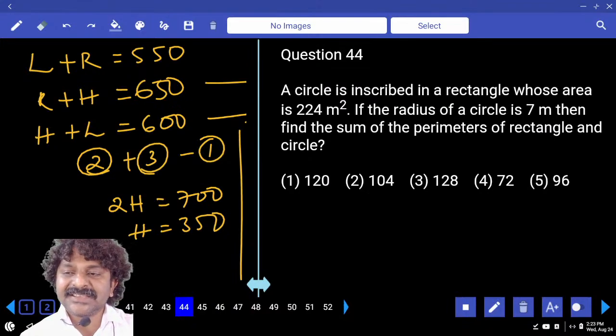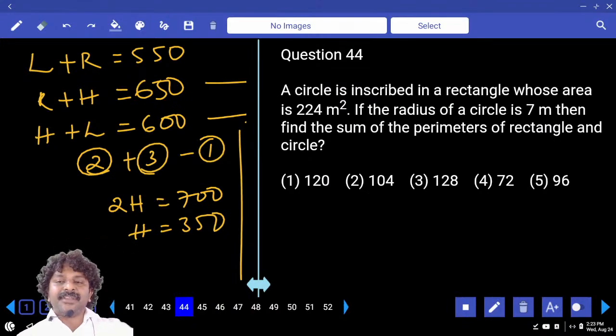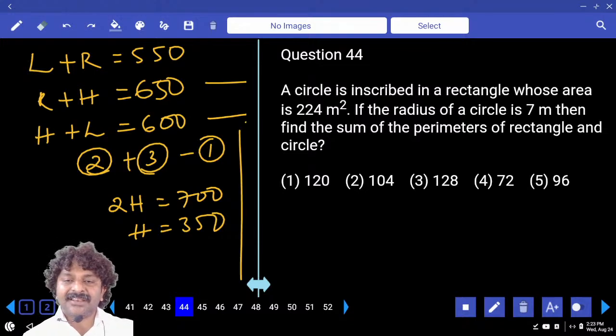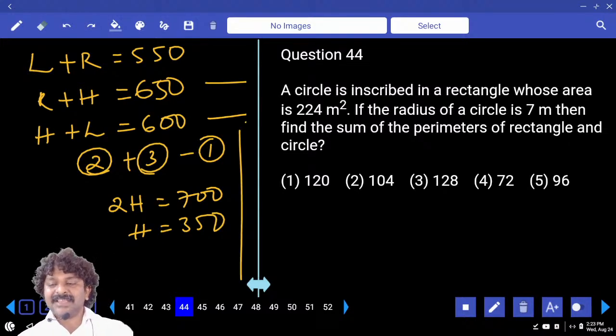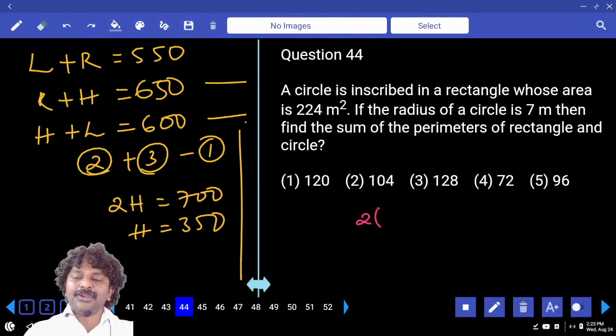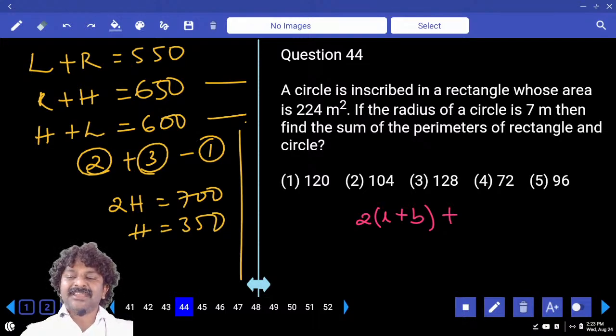A circle is inscribed in a rectangle whose area is 224. If the radius of the circle is 7, then find the sum of the perimeter of the rectangle and the circle. Perimeter of the rectangle is 2 times (L plus B), plus the perimeter of the circle, which is 2 pi R.